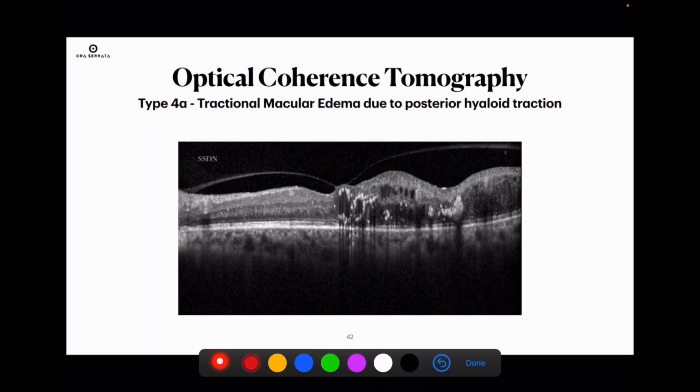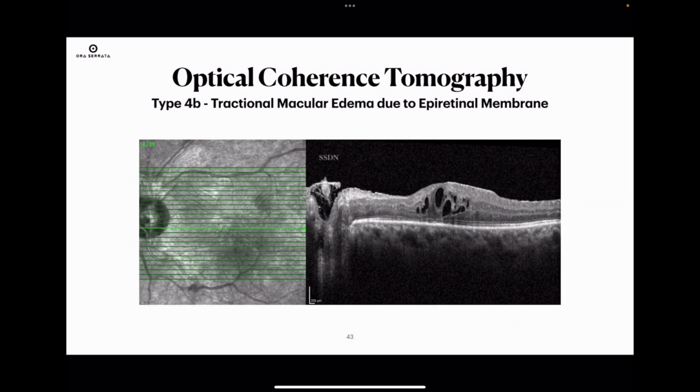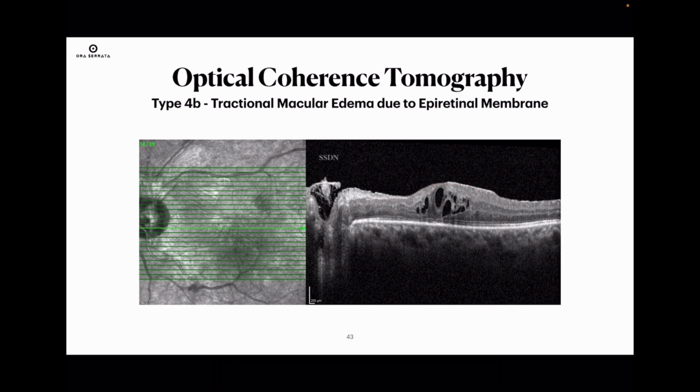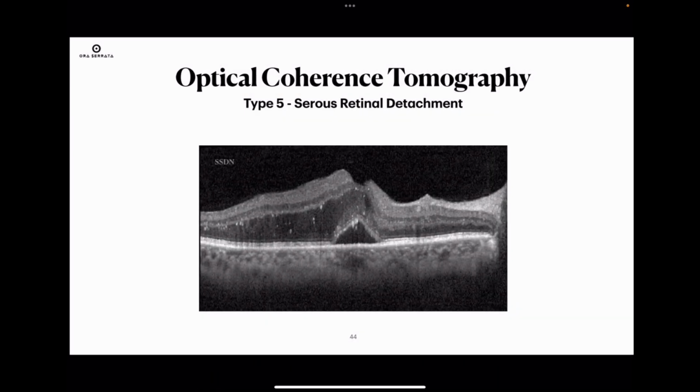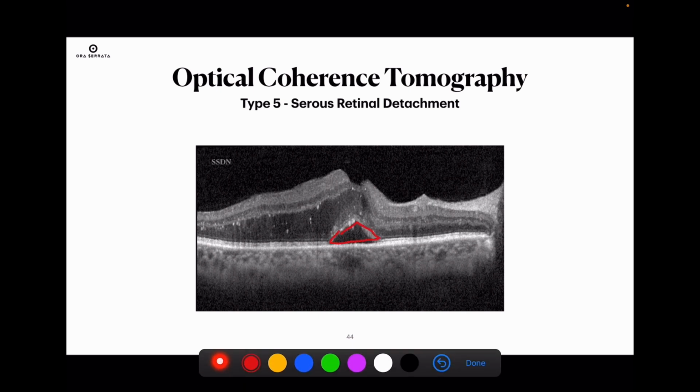Fourth type can be divided into two, A and B. In A, there is tractional macular edema due to posterior hyaloid traction, as you can see here. In B, there is tractional macular edema due to epiretinal membrane, as we can see the membrane here. The fifth type is serous detachment, and there is collection of subretinal fluid.